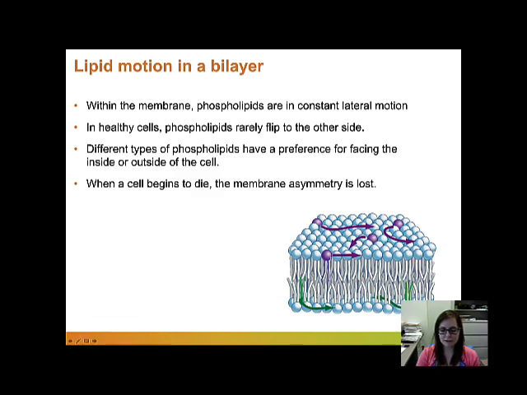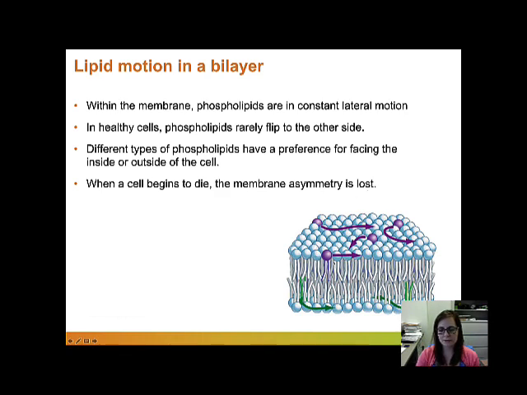But these phospholipids in the bilayer, right, they can move laterally. Okay, so here they are. There's some fluidity, and we'll talk about factors that influence how well these lipids can move laterally. But they rarely flip to the opposite side of the membrane in healthy cells.